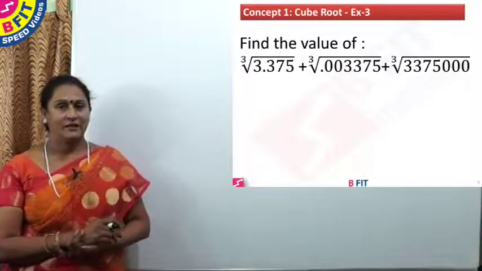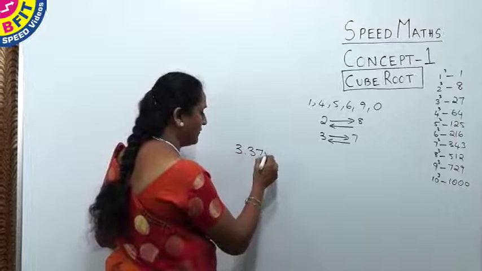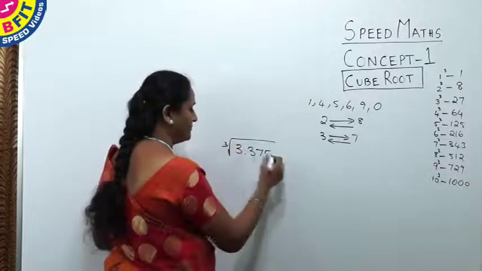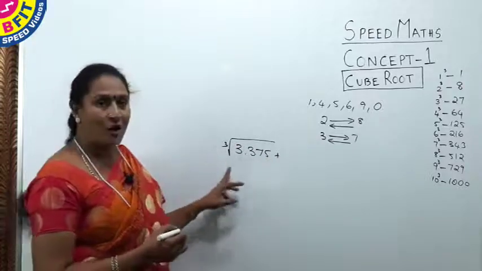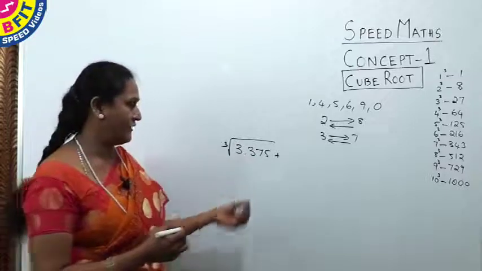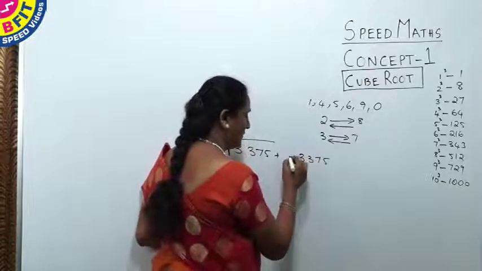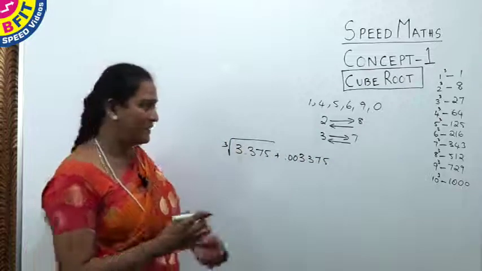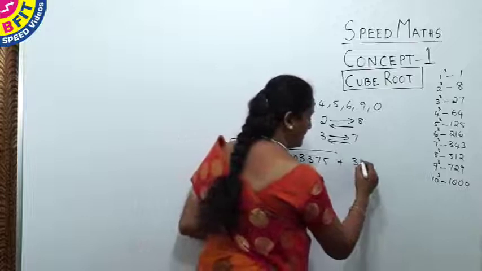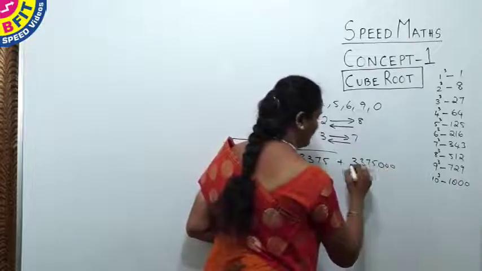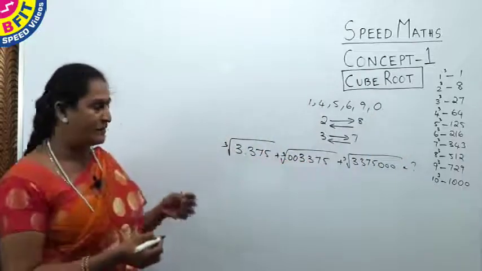So here we are asked to find the value of this expression. Now we'll see the working. So we have the question. The first term is the cube root of 3.375. In this question we have 3 terms. When you check, all the numbers are the same. So 3375 and here also it is 3375. But the decimals differ, the number of decimal places differs. Then again it is 3375000, cube root of this. So you are asked to find the value of this expression.